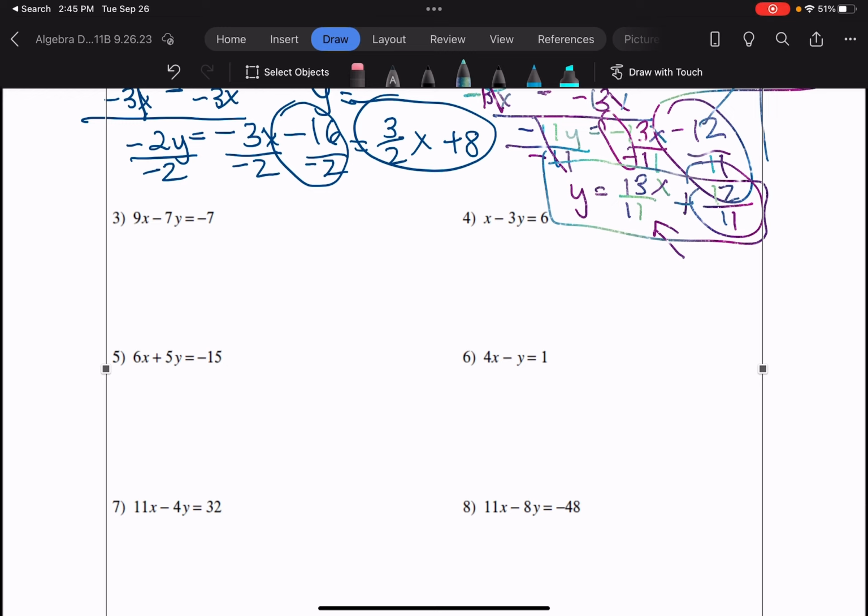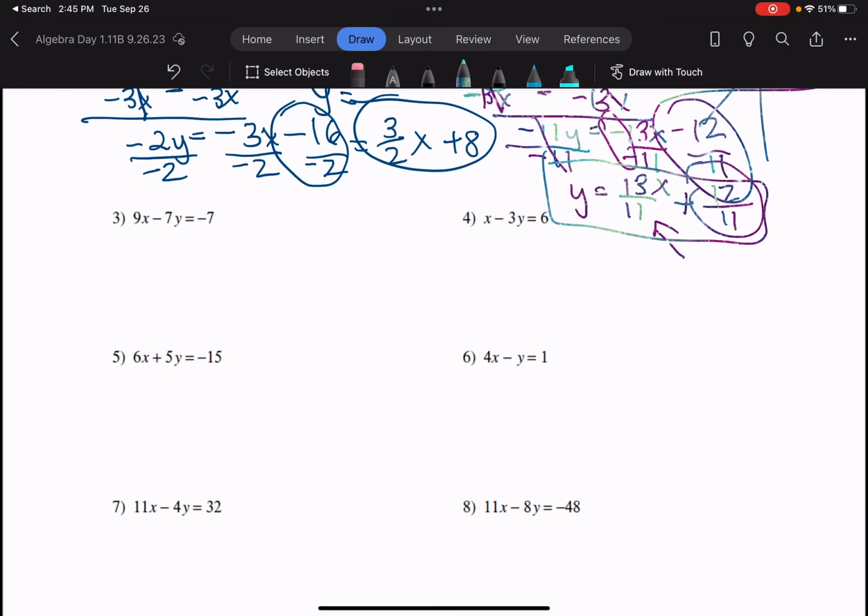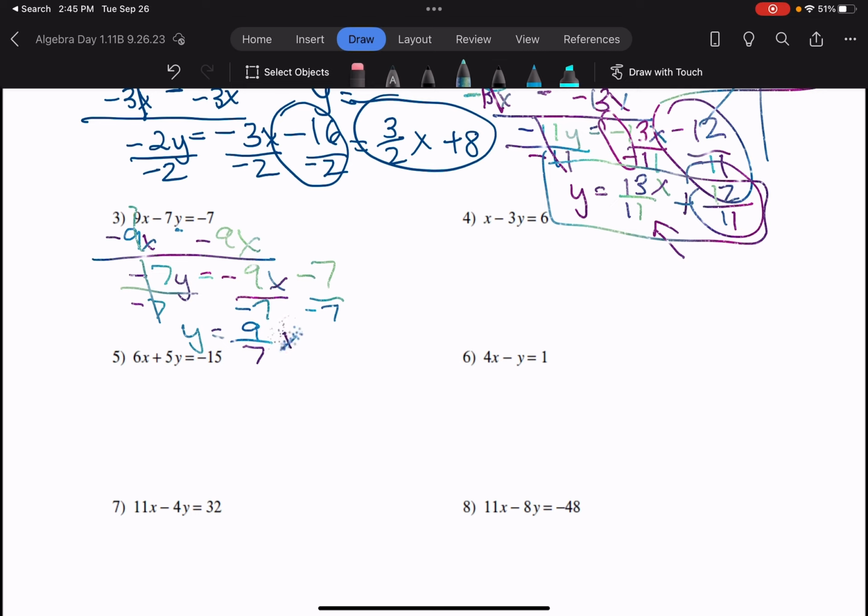Let's look at the next one. So in the next one, we're again solving for y here. So we're going to subtract 9x from both sides. We're going to end up with negative 7y equals negative 9x minus 7. Divide both sides by negative 7. And again, each term needs to be divided by that. So we get y equals positive 9 over 7x. And then negative 7 over negative 7 gives us plus 1. Okay? Let's look at this next one.